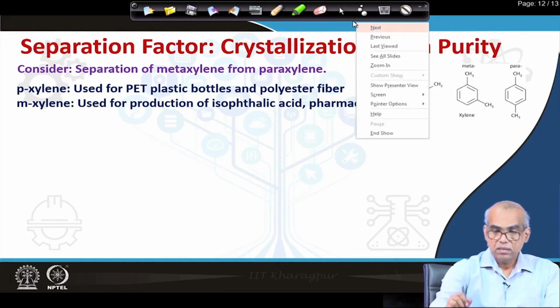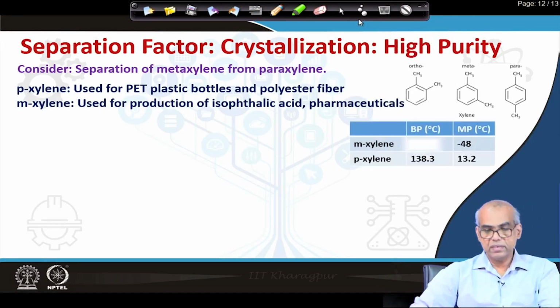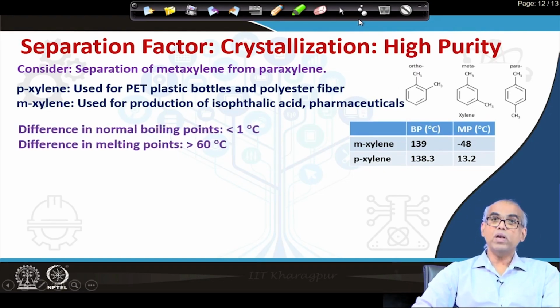Now, if you look at the physical properties, particularly boiling point and melting point of metaxylene and paraxylene, we see that the difference in normal boiling point is less than 1 degree Celsius, whereas difference in melting point is more than 60 degrees Celsius.